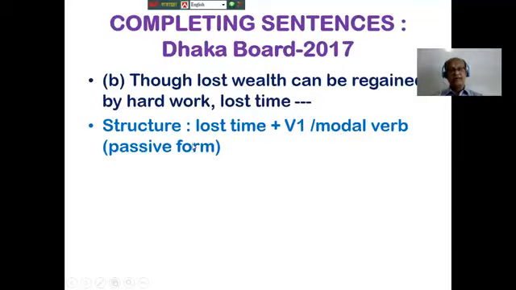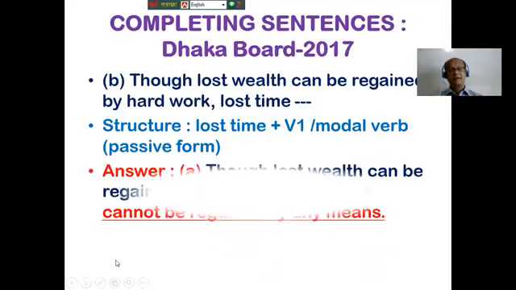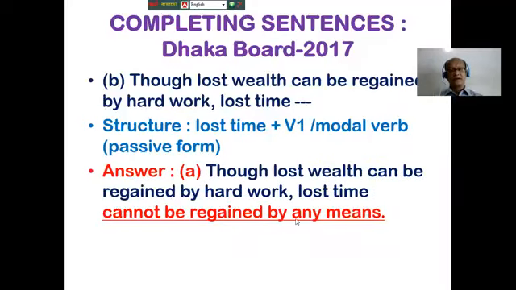Also passive form. Subject is lost time. So lost time, lost wealth. Here the subject of the subordinate clause is lost wealth. The structure is passive. So the same passive structure should follow in the principal clause. Lost time can be regained by hard work. Cannot be regained by hard work. Lost wealth can be regained by hard work. Lost time cannot be regained by any means. So instead of using or repeating the same words, we should try to create some new words to give beauty to the sentence. Okay.